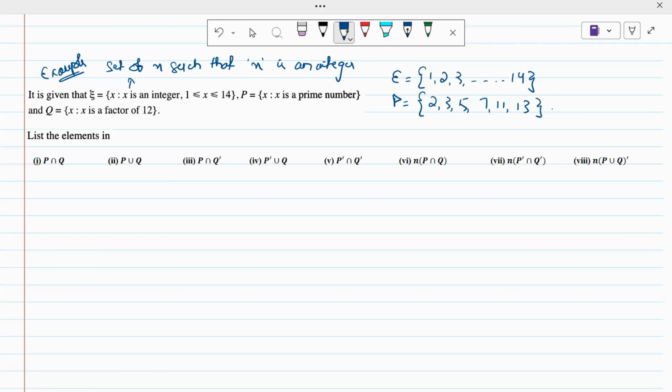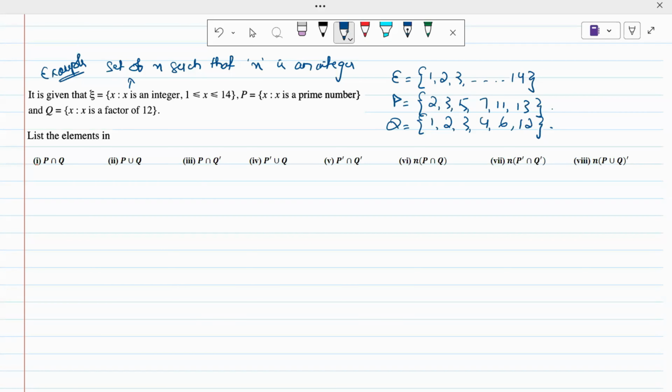Factor of 12. For factor of 12, you have to consider all the numbers which when multiplied would result in 12. So the factors for 12 are 1, 2, 3, 4, 6, and the number 12 itself. All these numbers would result in 12 when multiplied with some other factor or number.